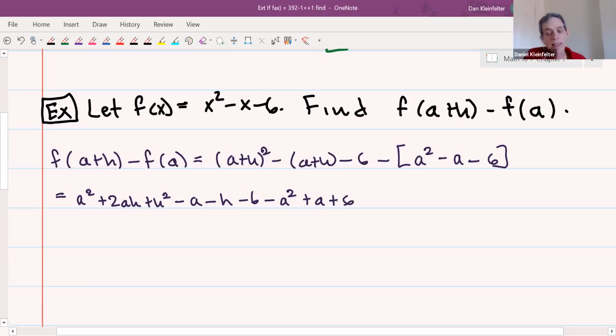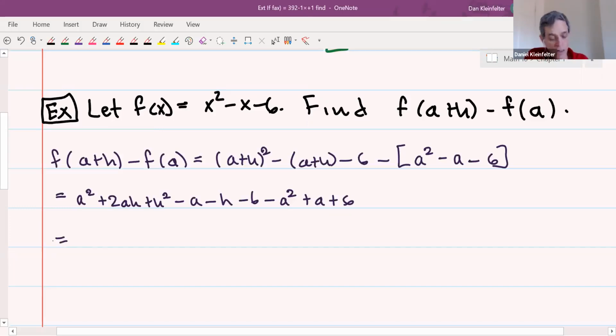Okay, so I multiplied that out. Let me double check and make sure it's okay. It's always a good idea to go back. a squared, 2ah, and an h squared. I distributed a negative, minus a minus h. The minus 6 is just a copy, and then in the last three terms, we distributed a negative: minus a squared plus a plus 6.